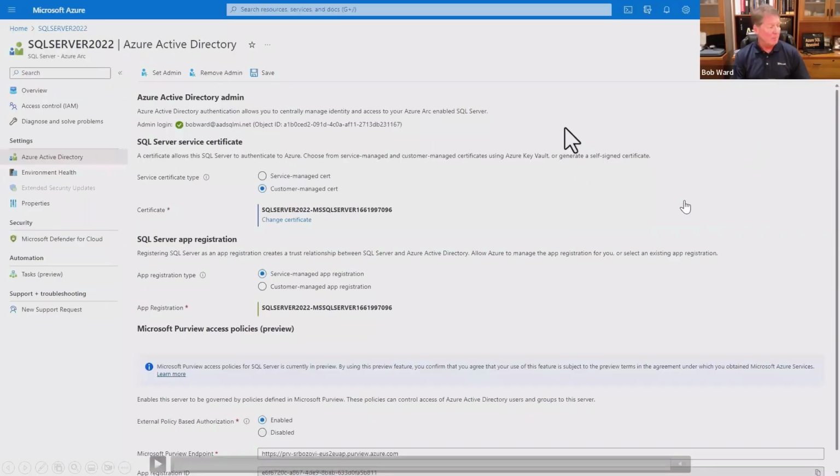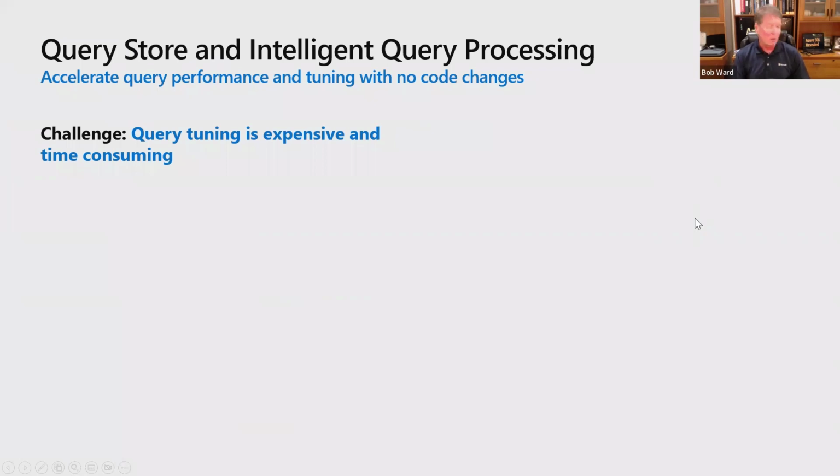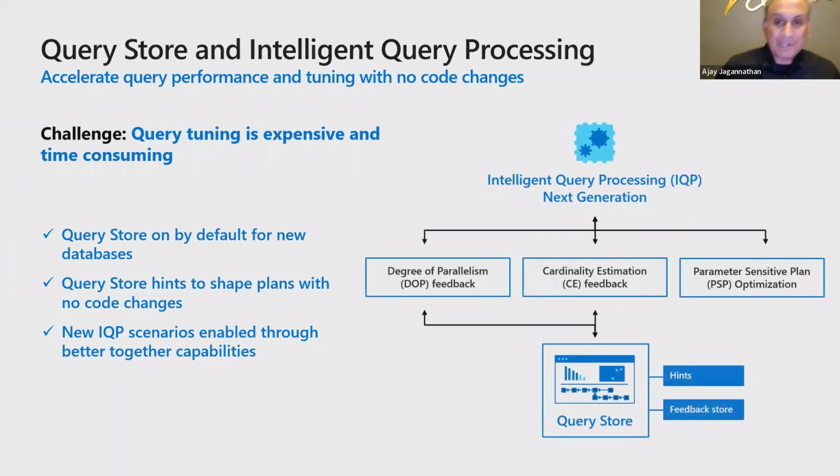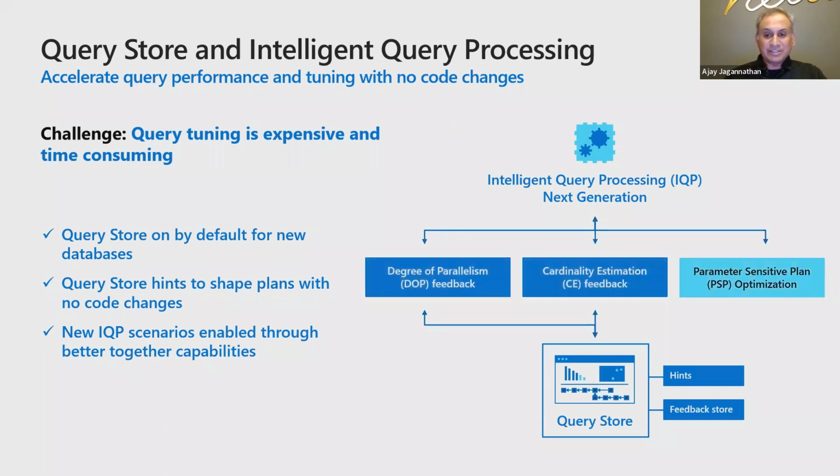Okay, Ajay, why don't we flip back over now to the engine, and you talk about built-in query intelligence. Yeah, thanks, Bob. So if you remember the wheel of power, after the Azure connected features, our next big investment area is in Query Store and intelligent query processing. So why this? One of the biggest challenges several customers face today, and we continuously get feedback, no pun intended, is that query tuning is extremely hard and time consuming. So that's the challenge we're trying to solve as a database team.